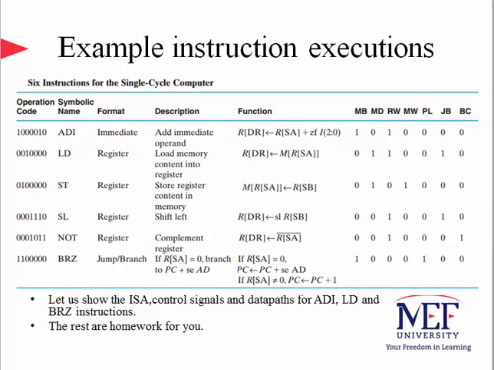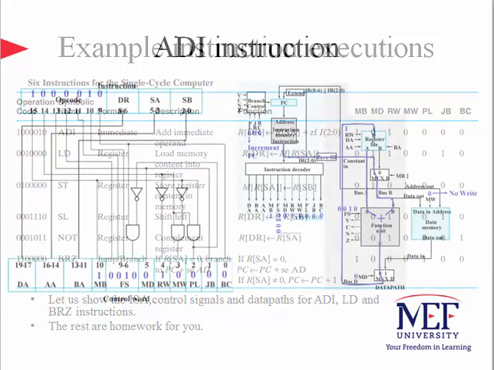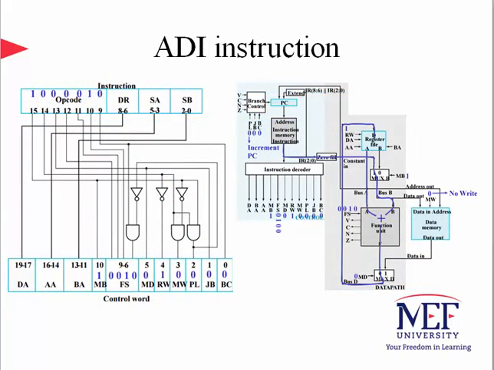Well, in the next slide, we will start showing the ISA control signals and the data paths for ADI, LD, and BRZ instructions. And the rest of the instructions will be left for you to exercise. So here's the add immediate instruction. Zero fill is used to make the 3-bit operand a 16-bit number, and it gets added with source register A, and the result is written back to the destination register. Note that the contents of source register B is used as the source of the constant operand value.